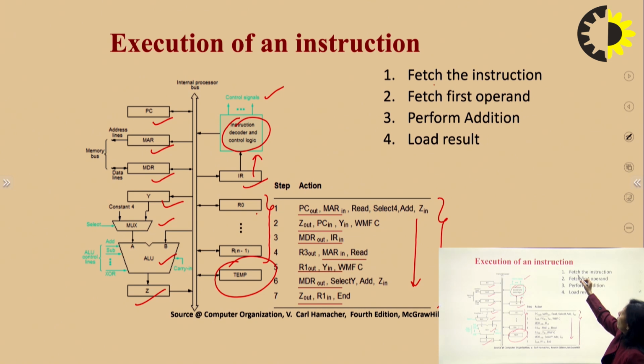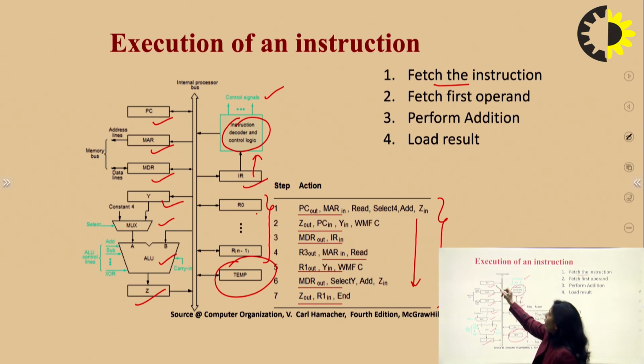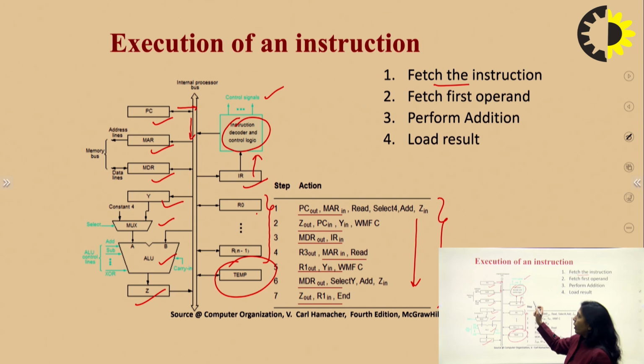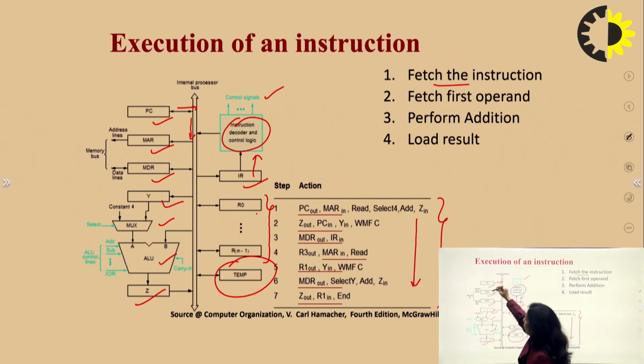So first of all, we need to fetch the instruction. For that, first the program counter will send the value. The first step is that the processor will look for the value that is inside the program counter. This program counter will send the value to the bus. Following the path of the bus, which is the data path in the single bus organization, the value of the program counter goes to the memory address register.